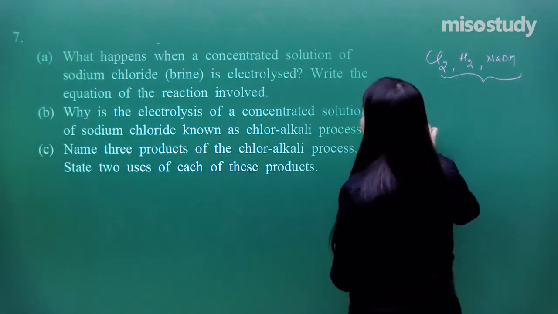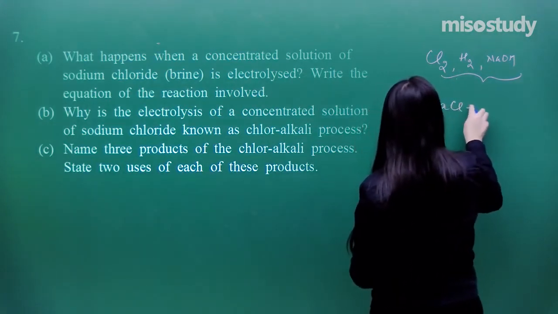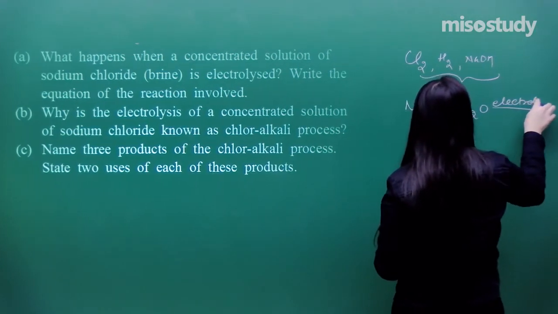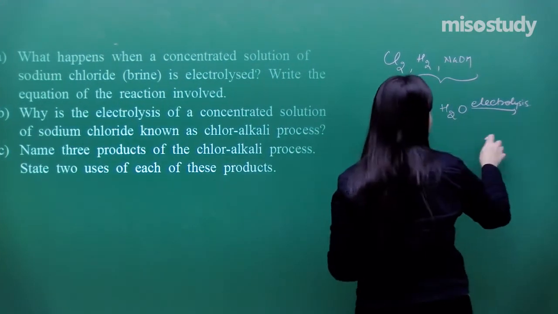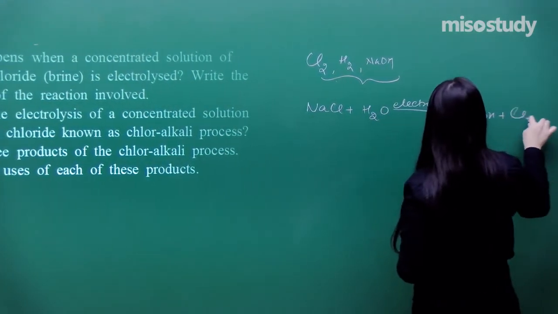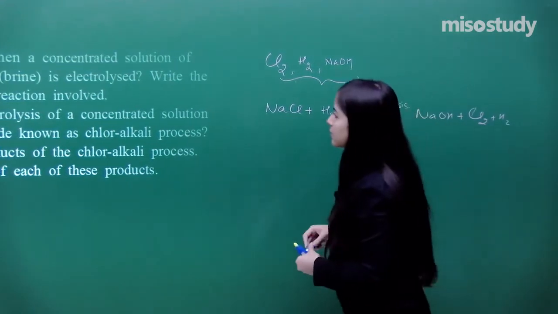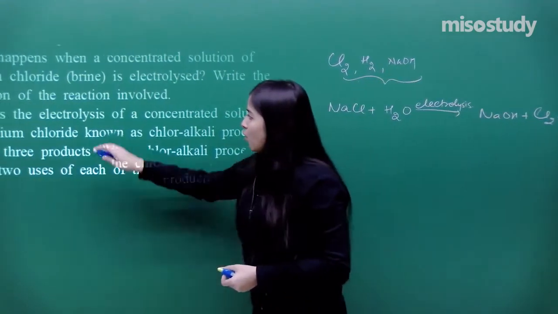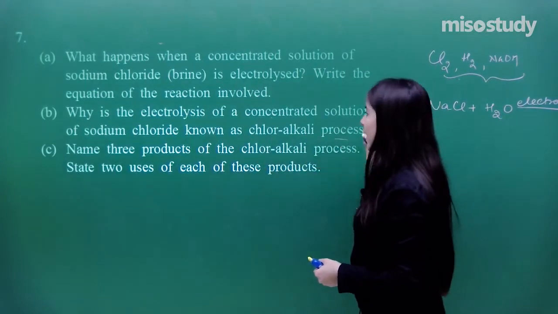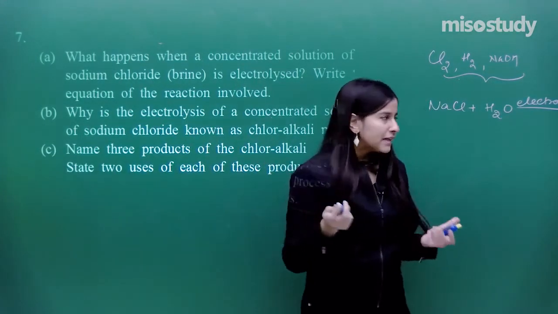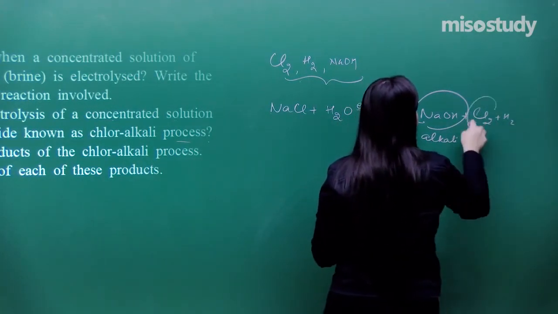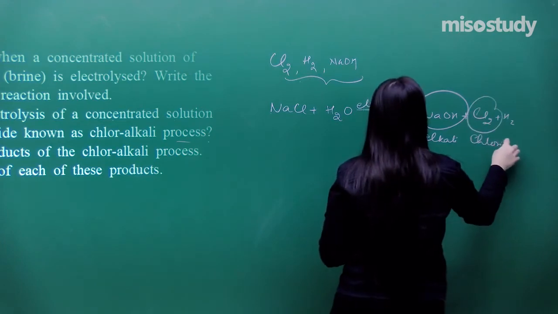So what we have taken is NaCl. I need to electrolyze it in the presence of water. What we get is NaOH, that is a base, plus Cl2 plus H2. Now, the question is, why is the electrolysis of concentrated solution of sodium chloride known as chloralkali? Because it leads to the production of an alkali and chlorine.